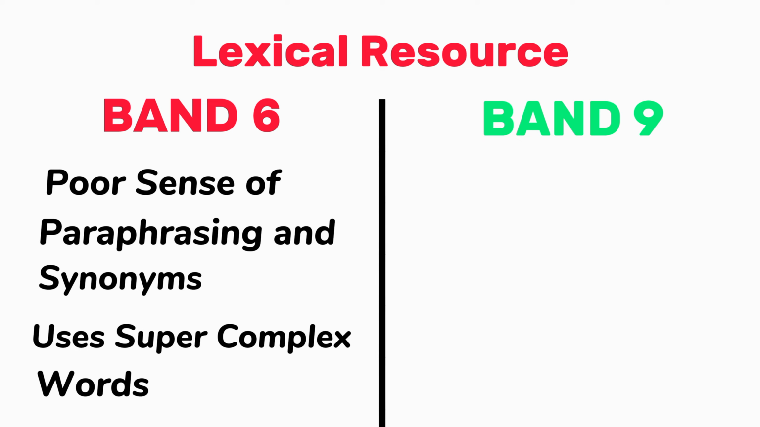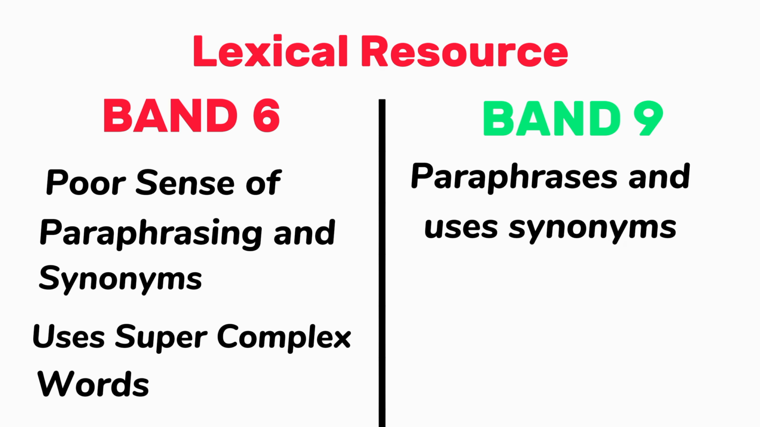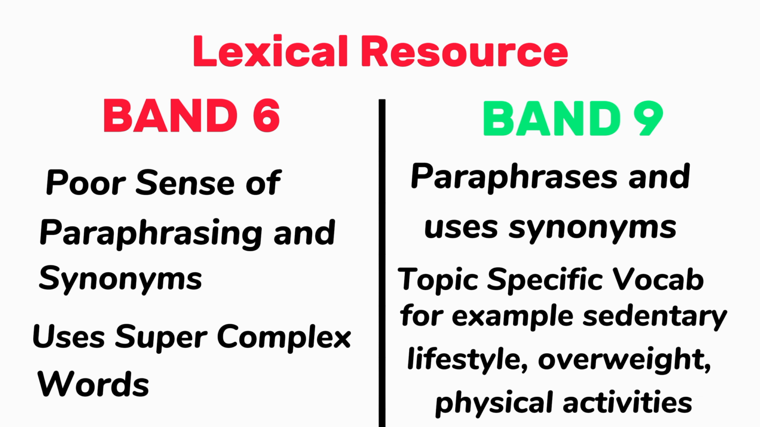Whereas a band 9 student has a great sense of paraphrasing and he uses synonyms. He doesn't repeat the same words again and again. Don't get me wrong, you can repeat the words, but I would advise you to not repeat a word more than twice. And that student uses topic specific vocabulary instead of super complex words. For example, you're given an essay on obesity. So the topic specific vocabulary is sedentary lifestyle, overweight, physical activities. He uses this type of vocabulary. These words aren't super complex but are topic specific. Resultantly, his lexical resource score is a band 9.